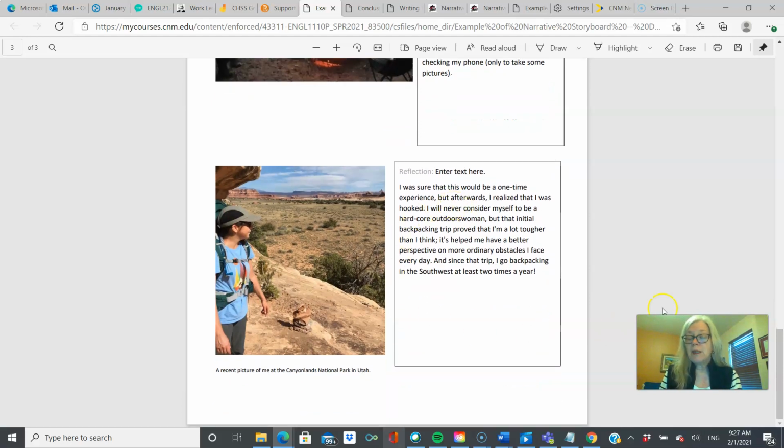Reflection. Why is this meaningful? Why does this matter? I was sure that this would be a one-time experience, but afterwards I realized I was hooked. I will never consider myself to be a hardcore outdoors woman, but that initial backpacking trip proved that I'm a lot tougher than I think. It's helped me have a better perspective on more ordinary obstacles I face every day, and since that trip I go backpacking in the Southwest at least 2 times a year.